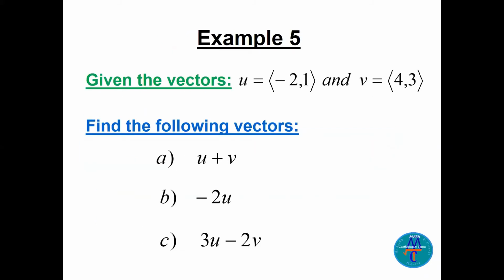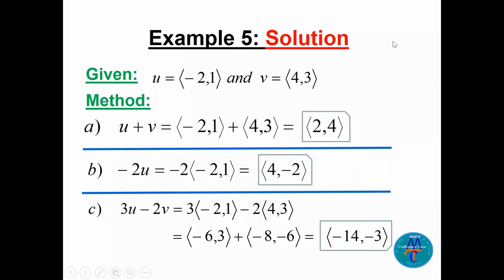Let's see this one here. Given the vectors u and v, so easy question. Find the following vectors. U plus v we have to find. Minus 2u we have to find. 3u minus 2v. So we multiply the vector u by 3, and then we multiply the vector v by minus 2, then we add, or multiply the vector v by 2, then we subtract.